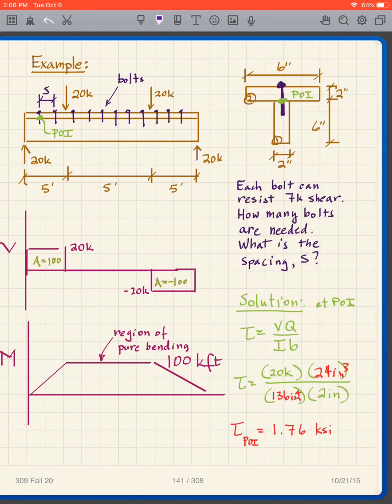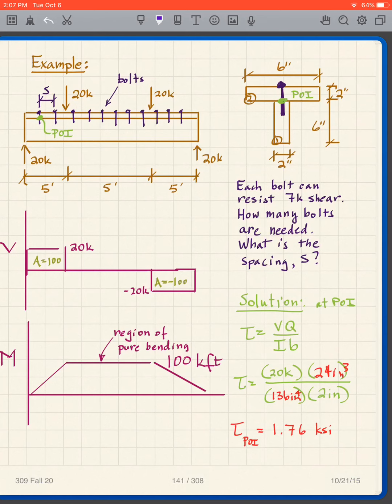So my point of interest becomes that interface right there, because I'm worried about this shearing off. So in this particular problem, let's read it. It says each bolt can resist 7 kips of shear. How many bolts are needed? What is the spacing, S? So let's show you how to do this problem.